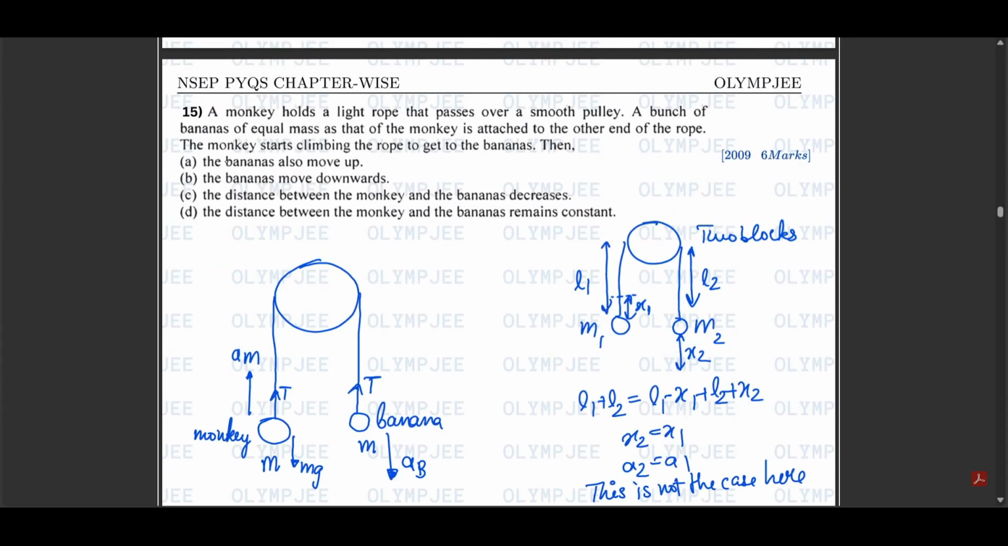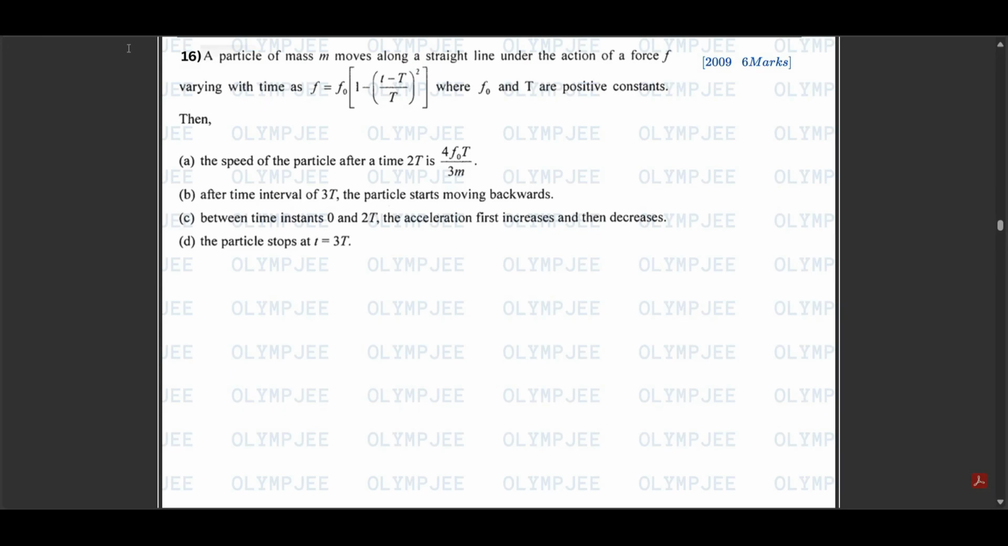So the monkey is moving upward, so the banana will also move upward. The banana will not move downward. The distance between monkey and banana will decrease? No, because they are at rest relative to each other, so the distance should remain constant. So A and D are correct. So let's see question 16 now.